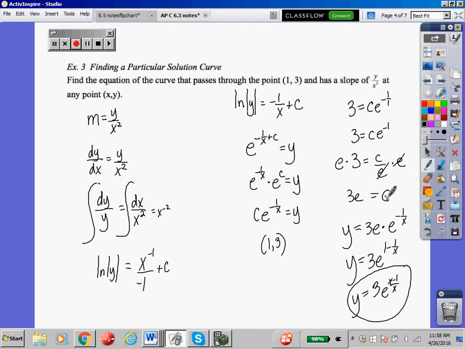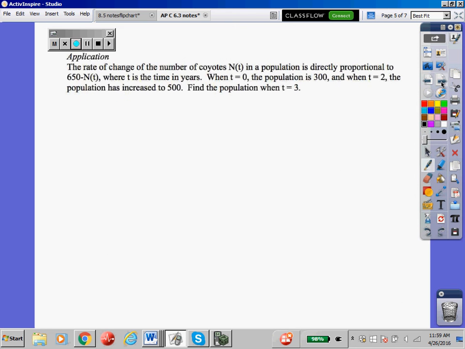All right, last example is an application. It says the rate of change of the number of coyotes, we're going to call it n instead of n of t, in a population is directly proportional to 650 minus n, where t is the time in years. When t equals 0, the population is 300. That means 300 coyotes. And when t is 2 years later, the population has increased to 500. Find the population when t is 3.